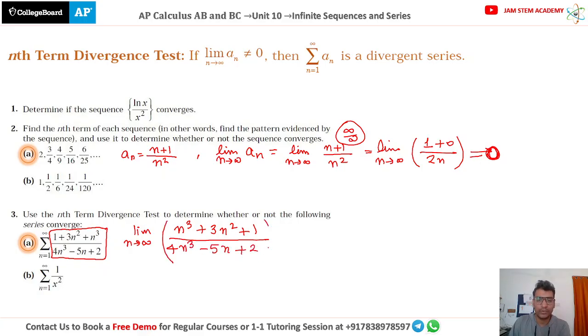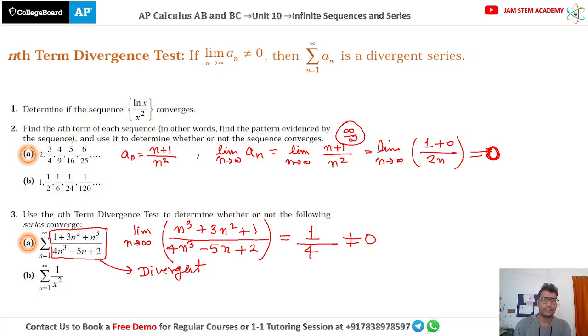Since it is cubic in numerator and cubic in denominator, polynomial over polynomial, limit n tends to infinity, either take the highest power common and simplify it, or use L'Hopital's rule 3 times, or since the degrees are the same in both numerator and denominator, you can directly write the coefficient of the highest power of the numerator, which is 1, over the coefficient of the highest power of the denominator, which is 4. So 1 by 4. Is it 0? No, it is not 0. If this is not 0, then this series is divergent. That's the answer, as simple as that. So the nth term divergence test is very easy to apply.